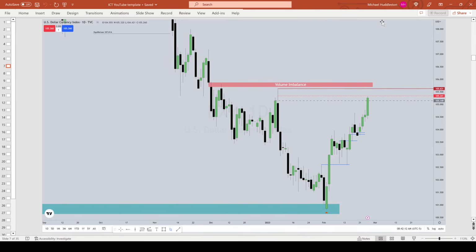So there's three levels there. The heavy dashed line is the rejection block. That's this candle's closing price. The dotted red line, that is the consequent encroachment of this wick. And then the heavy thick red line, that is the high of that candle's wick, okay? So that way you know where we're at when we drop down lower time frames.